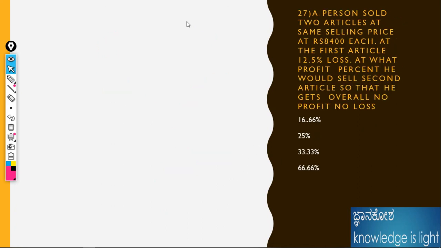27th problem. Okay, a person sold two articles at the same selling price of 8,400 each. The first article is sold at 12.5% loss. The first article sold at 12.5% means 8 is to 7, the initial value, because a 1 by 8 loss means 8 by 7. Understand? And at what percent should the second article be sold?